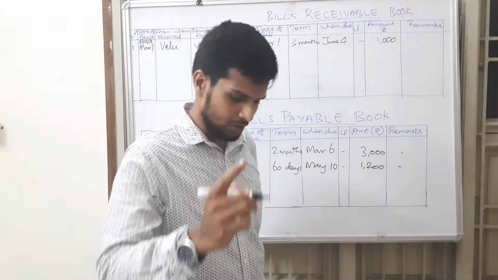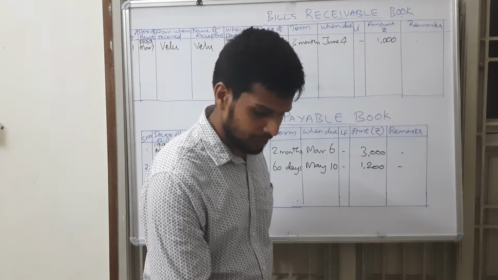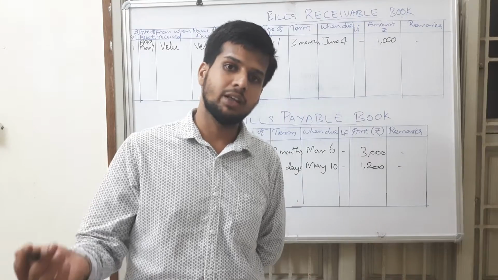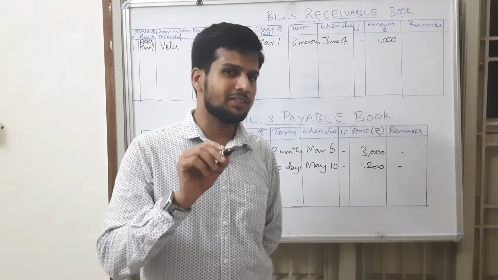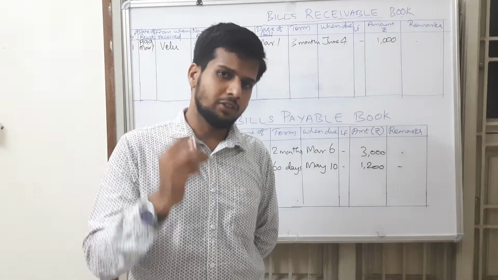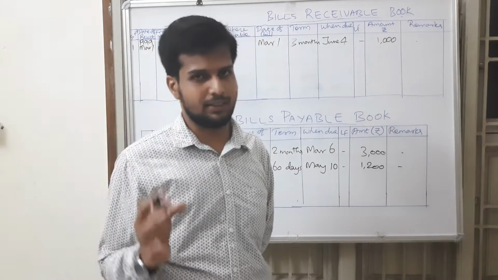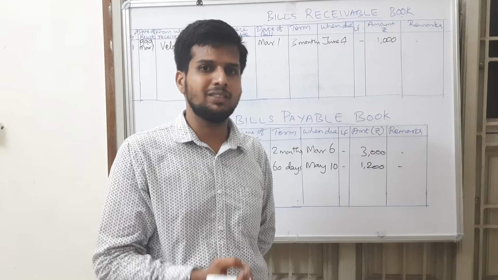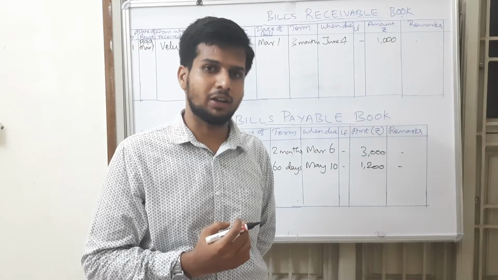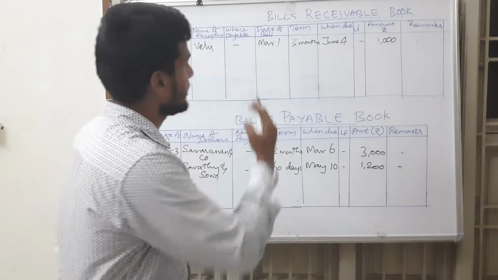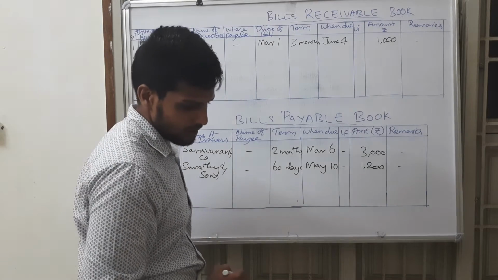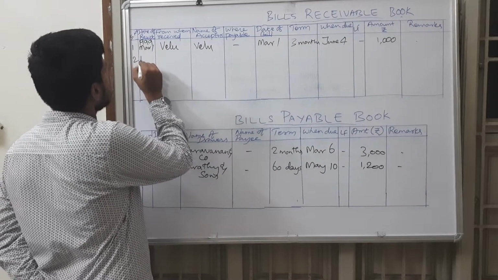Next, on March 15, acceptance received from Mary and Sons. Acceptance received from Mary and Sons means we are drawing the bill and this bill was accepted by Mary and Sons. So this bill will be bills receivable for us, right? It is the bills receivable for us, and this Mary and Sons will come under the bills receivable book. So we put the serial number 2, and the date of the transaction is March 15.